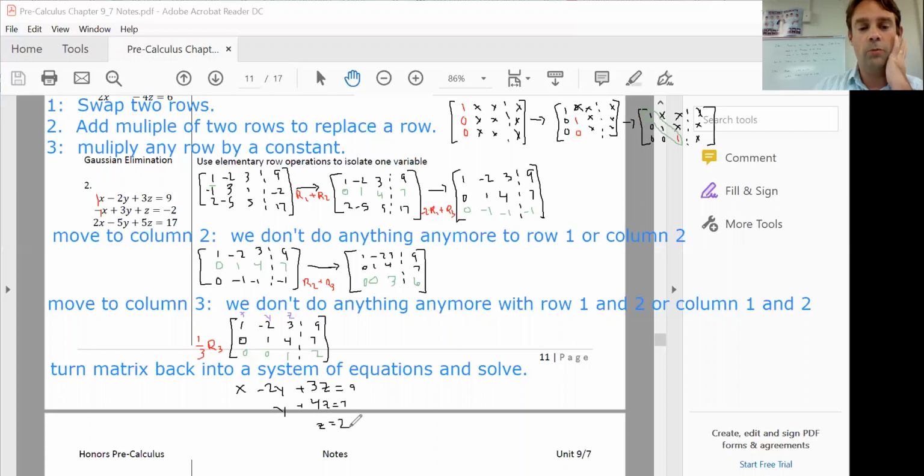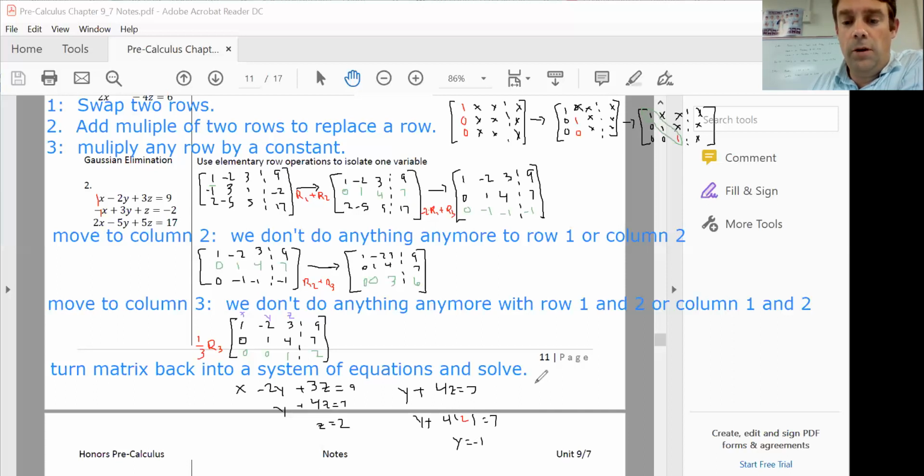Notice, when we turn it back, it makes it something that's really user-friendly to solve for x, y, and z. Matter of fact, I already have z. So I'm going to just work backwards now and plug everything in. So y plus 4z equals 7. So y plus 4 times 2 equals 7. So that means y is -1.